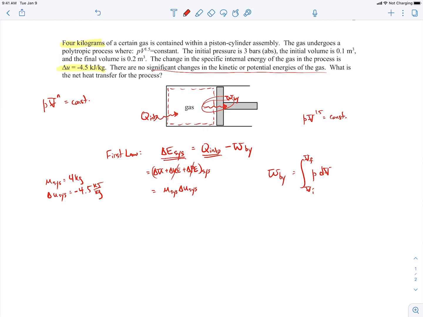That constant, by the way, we can find from the initial conditions. We're told the initial pressure and the initial volume. So this would be the same as the initial pressure times the initial volume raised to the 1.5, where that initial pressure is 3 bars absolute, and the initial volume was 0.1 cubic meters. So if I rearrange that relationship, I'll get P is equal to P initial, V initial to the 1.5 divided by V to the 1.5. I've just rearranged this expression, so I can plug that back in down here for the pressure. So we'll just substitute in.